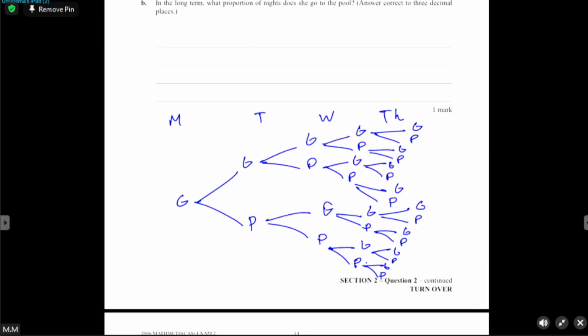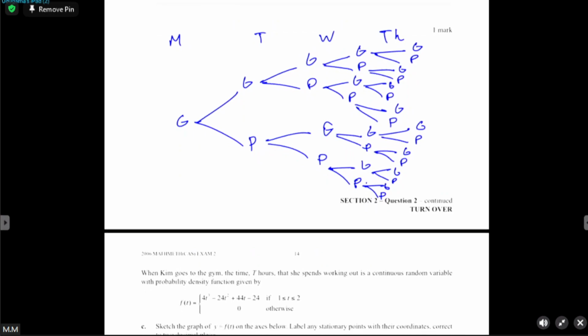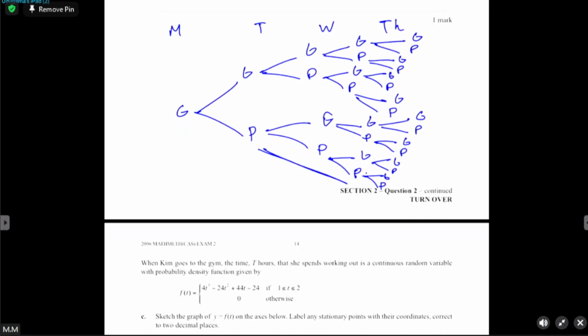So for the first question, it's just asking that she goes to the pool for the next 3 nights. So that's these 3. So for that probability, you do 0.4, and then the next day would be 0.3 because it's 1 minus 0.7. And then, oh, I did this too many times.